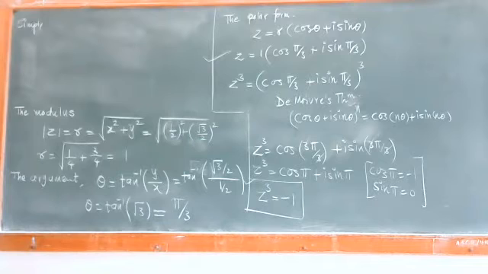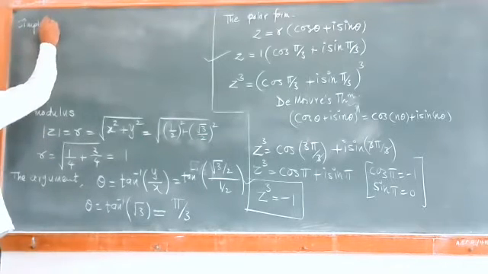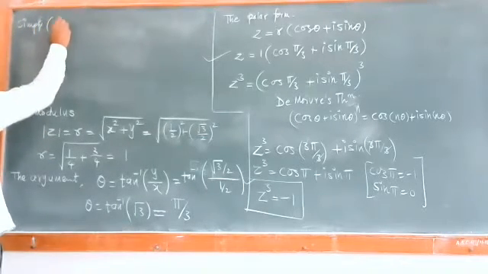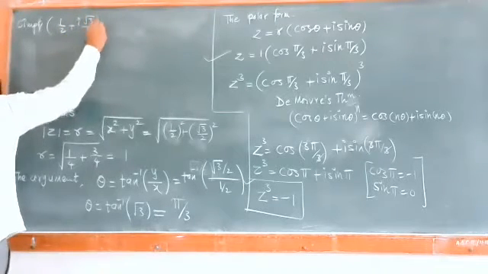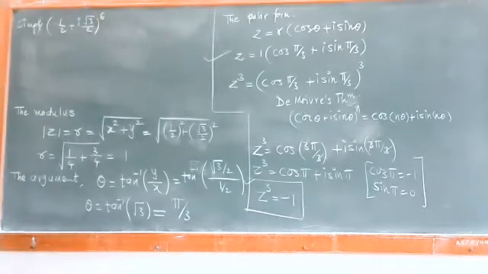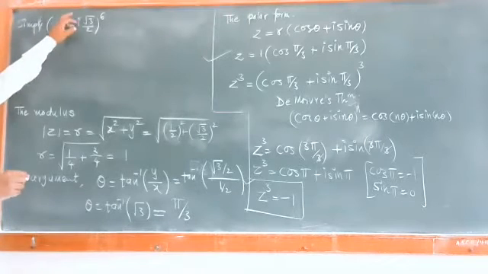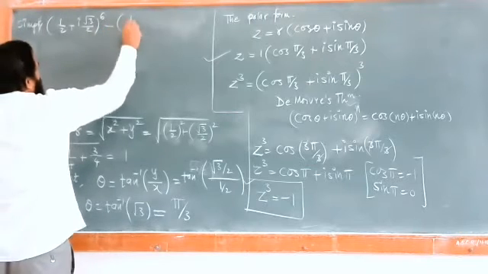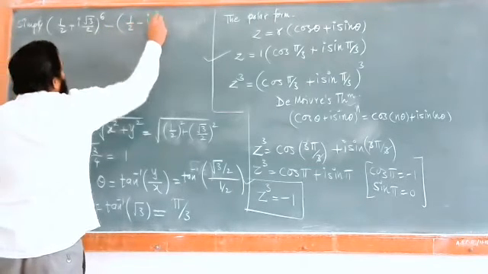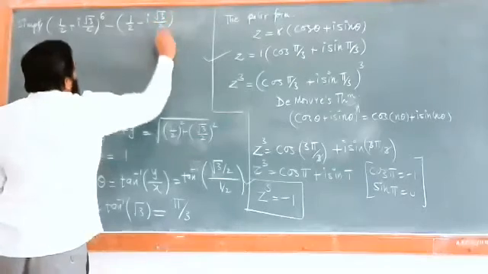That is, simplify 1/2 plus i root 3 by 2 raised to 6, minus 1/2 minus i root 3 by 2 raised to 6.